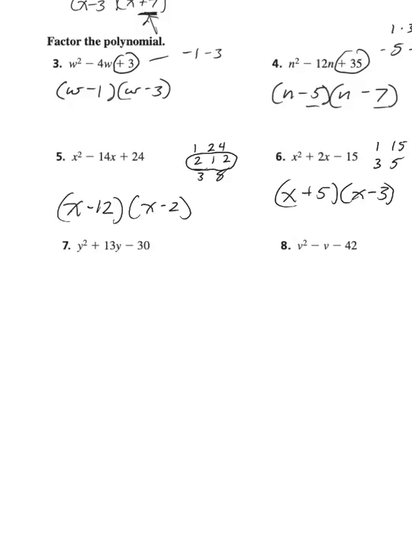Now, because it's negative 15, we know that one of the signs is negative and one of them is going to be positive. So basically, we're looking for two numbers that have a difference of 2. And that would be the 3 and the 5. Why did I pick positive 5? Well, because positive 5 and negative 3 give me my positive 2x in the middle.